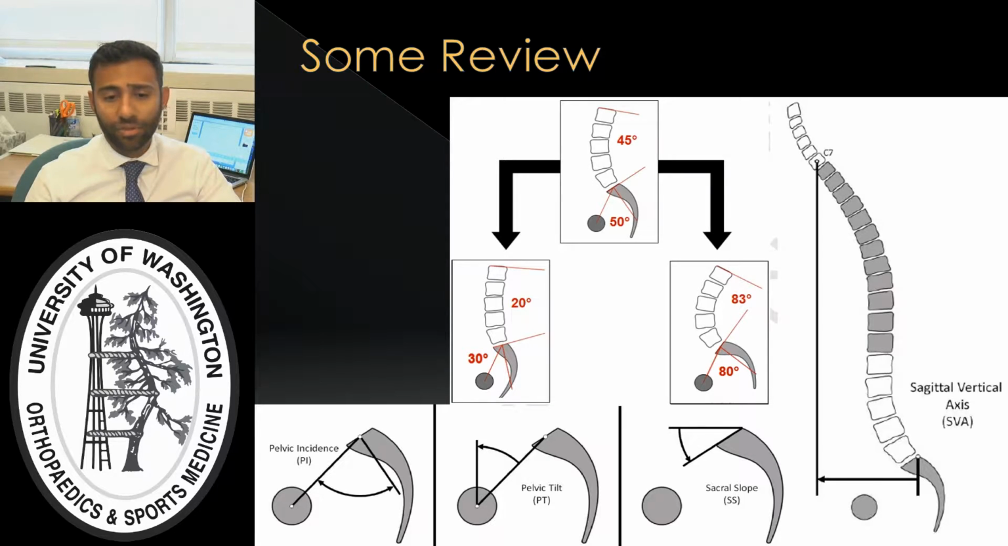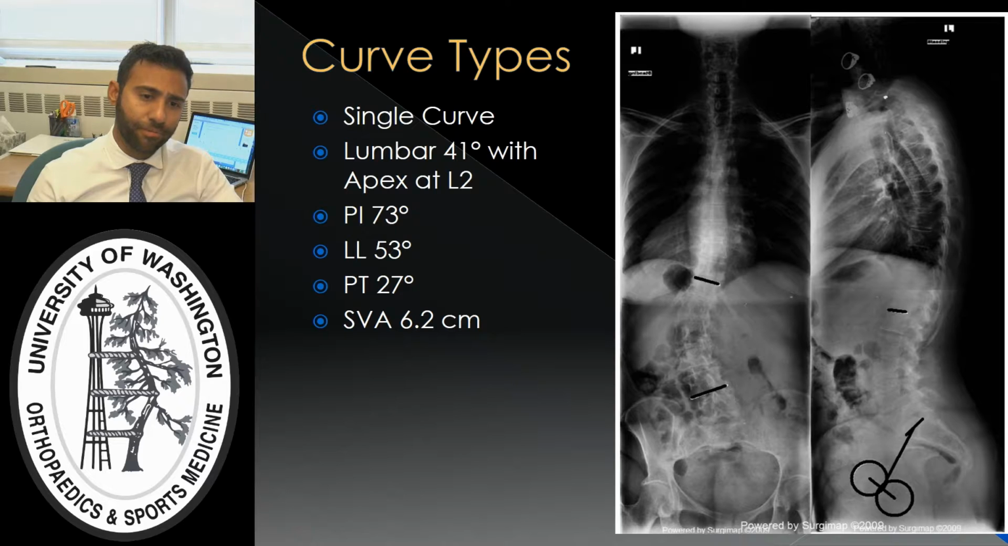And lastly, we look at sacral slope, which is less commonly used in the decision-making process, but is helpful as a radiographic parameter. Curve types, we really try to break these deformities up into different curve types. Most commonly, a lumbar curve is a single curve that's seen in the degenerative population, degenerative spine population.